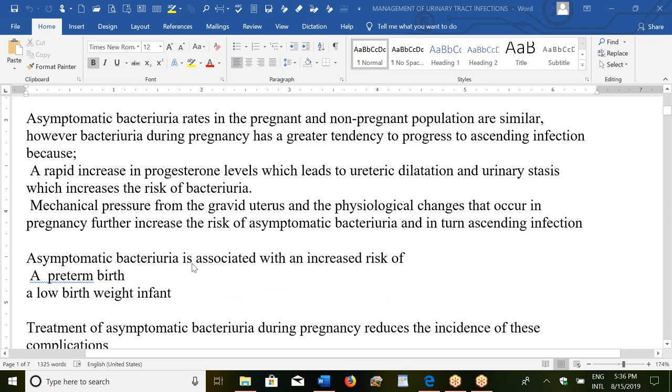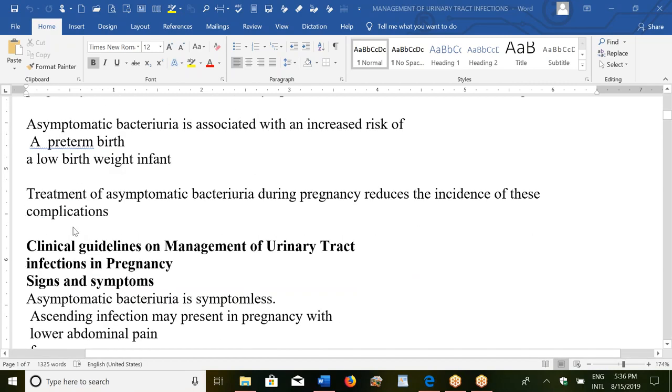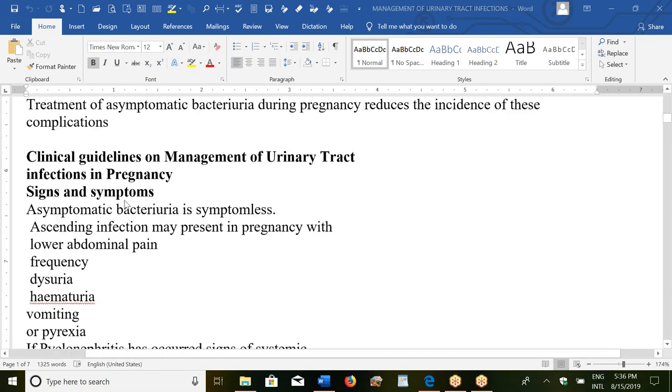Asymptomatic bacteriuria is associated with an increased risk of a preterm birth and a low birth weight infant. Treatment of asymptomatic bacteriuria during pregnancy reduces the incidence of both of these complications. Then there are clinical guidelines on management of UTIs in pregnancy.